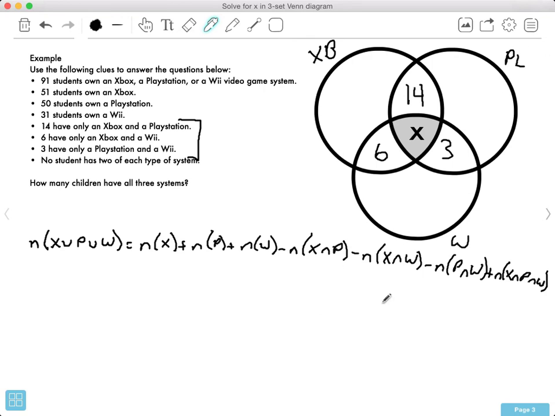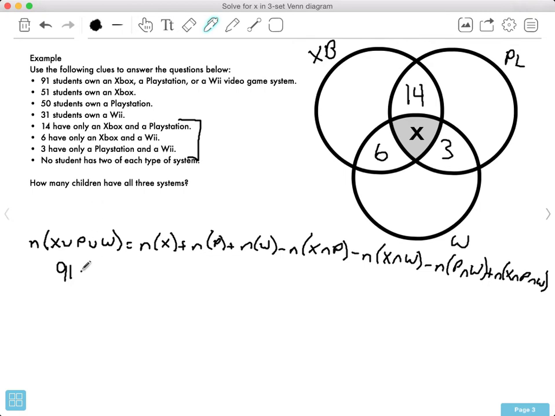Now I'm going to start filling in what values I can. The number of students that have one or more of all the systems here is 91. So 91 students own either an Xbox or a PlayStation or a Wii, or some combination of them.